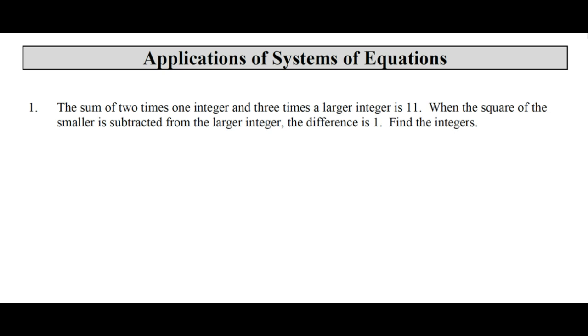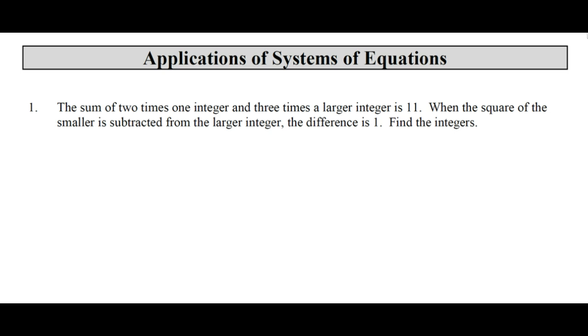The sum of 2 times one integer and 3 times a larger integer is 11. When the square of the smaller is subtracted from the larger, the difference is 1. Find the integers. So the last sentence of a word problem generally tells you what you're supposed to find, right? In this case, find the integers. So what are we going to start with?